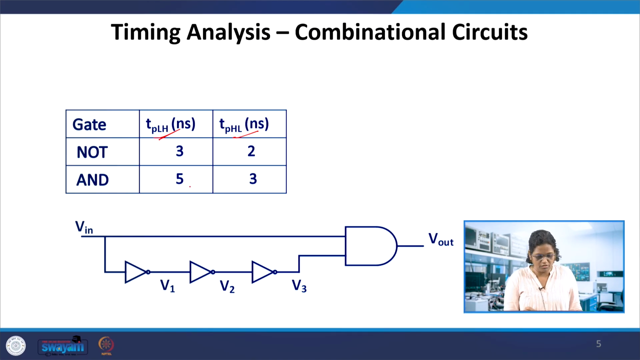Here the AND gate has LH, when the output of the AND gate makes a low to high transition, it is 5 nanoseconds, measured from the input 50% to the output 50%. The high to low transition is 3 nanoseconds. This way, when the input makes a 0 to 1 transition, we can easily calculate where the output transition will be. So the timing is involved in this circuit.